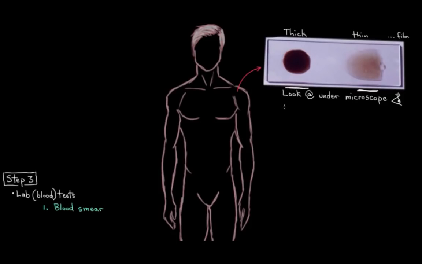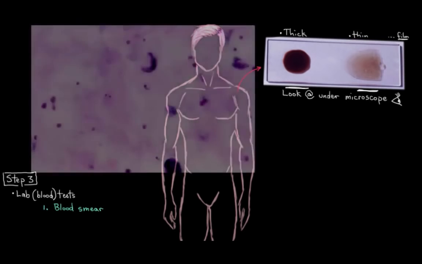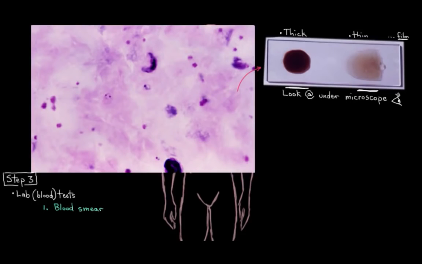And anytime we look at blood under a microscope, we just call it a blood film. So why do we need both the thick and the thin films? Well, in the thick film, we can zoom in a bit here. This is our thick film if we were to look at it through a microscope.